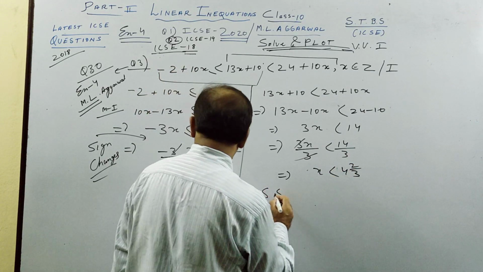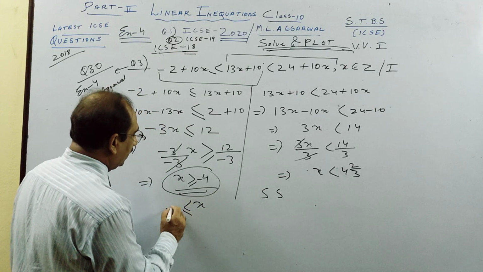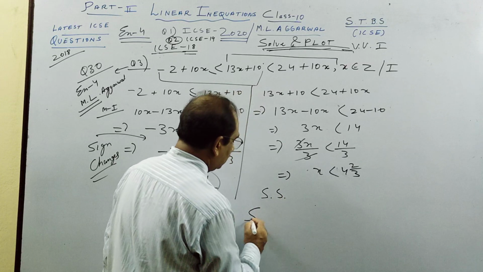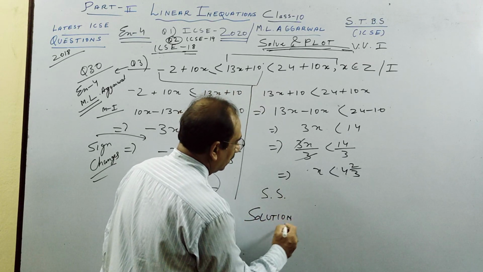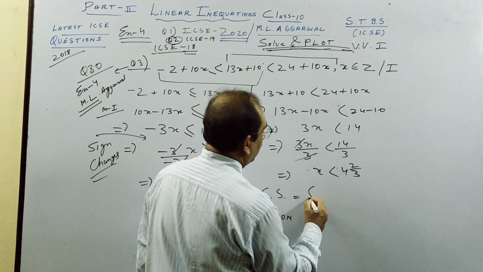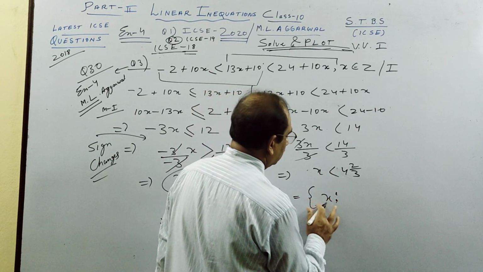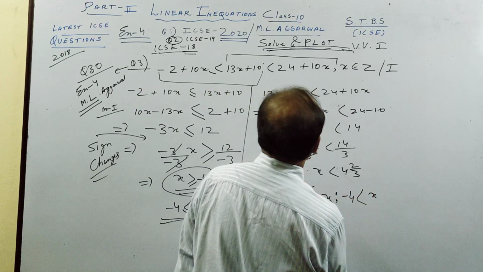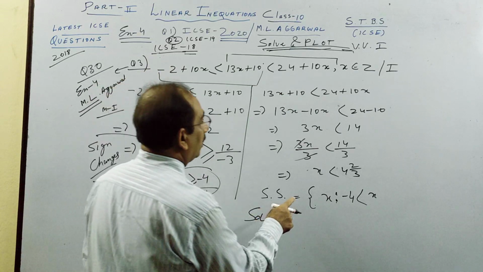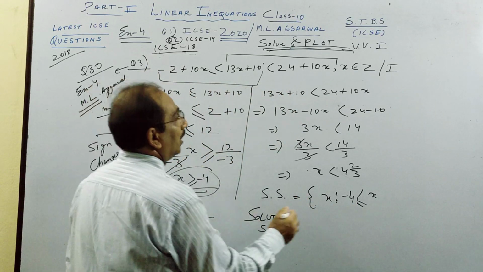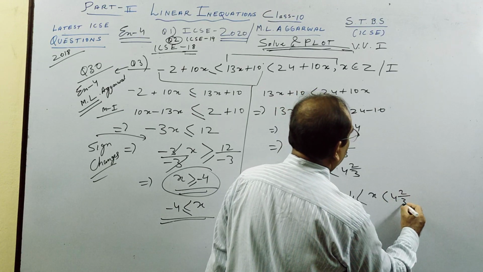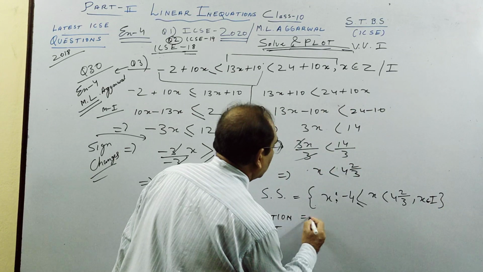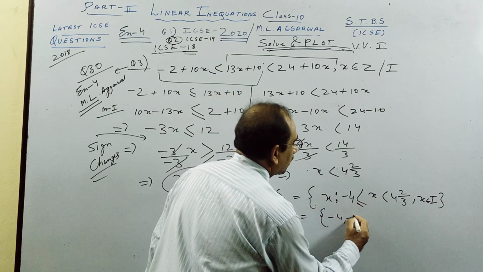So what is the solution set? See here, x you can write greater than minus 4. This way it is important. So the solution set is: x such that, these two dots mean such that, x is greater than or equal to minus 4 and less than 4 2 by 3 and x belongs to integers. So here you can write in this form also: minus 4, minus 3.